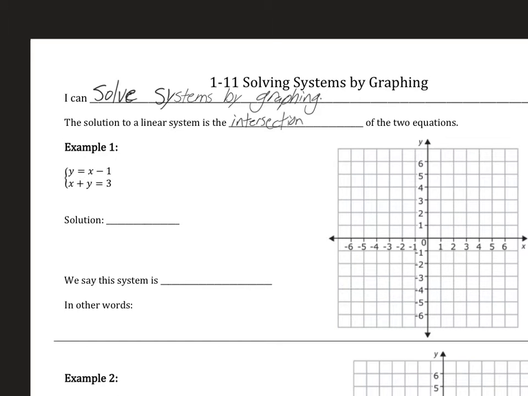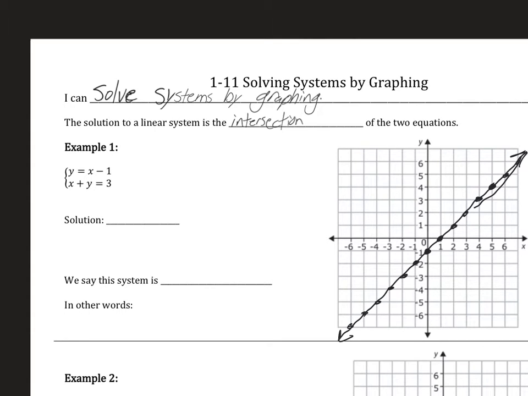So looking at this, let's go ahead and just graph this first one. So we're going down to -1, putting a dot there. We're going up 1 over 1, up 1 over 1, up 1 over 1. I'm just going to go ahead and do all the dots. Okay, and then draw a line that goes through that whole thing. Okay, so that's one line.